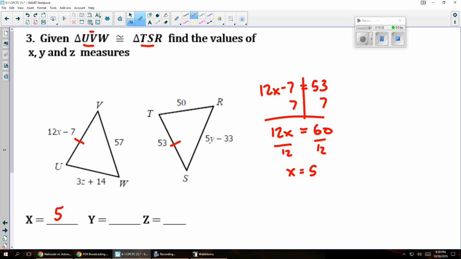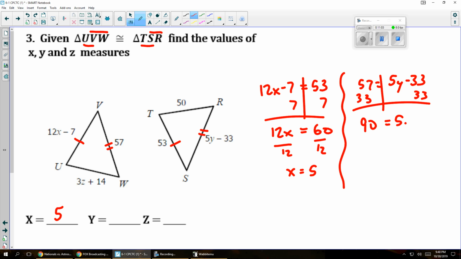Continuing, it says VW equals SR. So I'm just finding those corresponding parts. VW is congruent to SR. Okay, fine. So that's 5y minus 33. Add 33 to each side. 90 equals 5y. Now divide by 5 on both sides, and I get that y is 18.